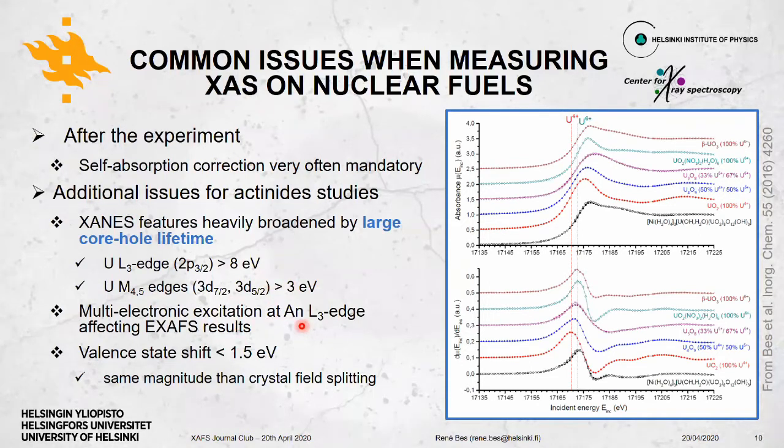There are also some other difficulties, especially for XAS. Multi-electronic excitation at the actinide L3 edge is always present, more or less, and you have to correct it. And the crystal field splitting in such a compound is usually of the same order of magnitude as the chemical shift. So everything is complicated with these materials, but yeah, it's fun to study them.